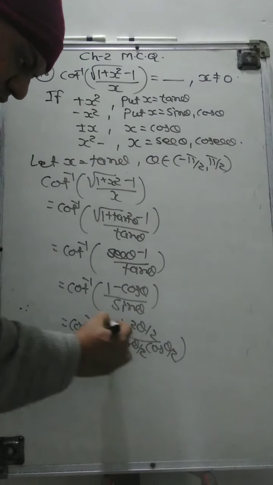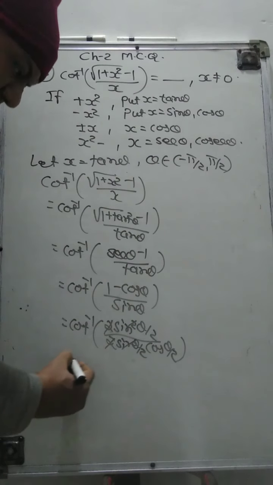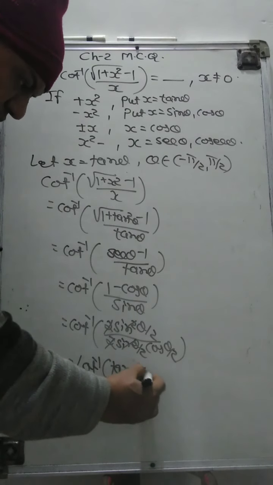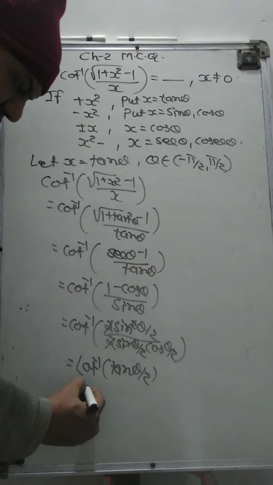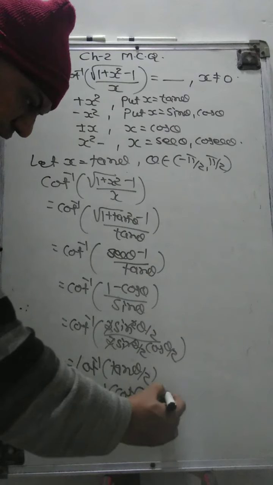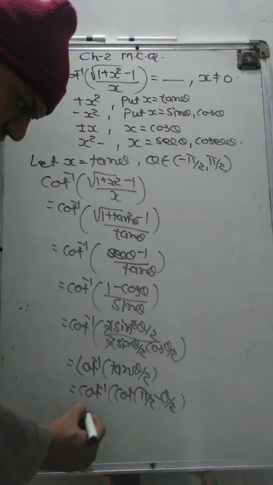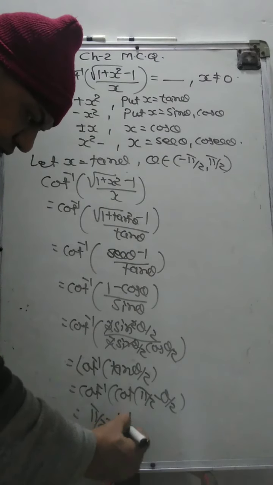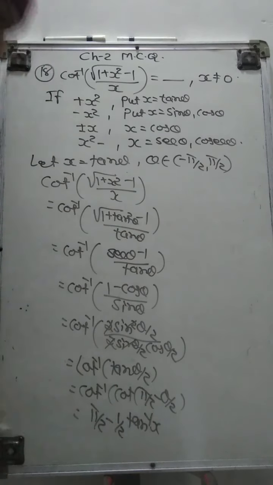2 cancels, 1 sin is cancelled, tan theta by 2 is there. Cot inverse tan theta by 2, we convert this tan theta by 2 into cot. Cot inverse cot of pi by 2 minus theta by 2, cot cancel, pi by 2 minus theta by 2 means pi by 2 minus 1 by 2 tan inverse x. So this way we can obtain the answer, right? So be careful for this type of sum. Now we go for the next one.